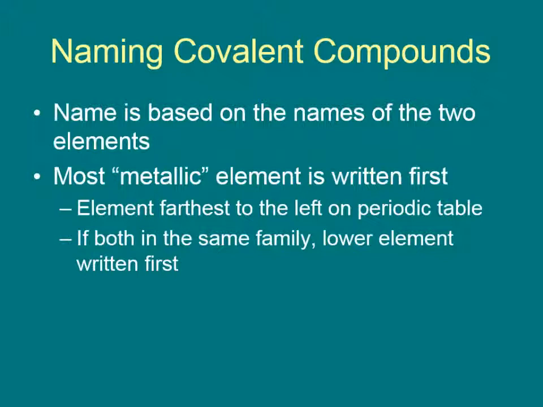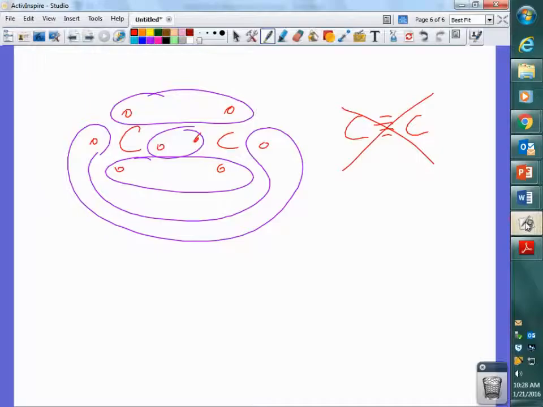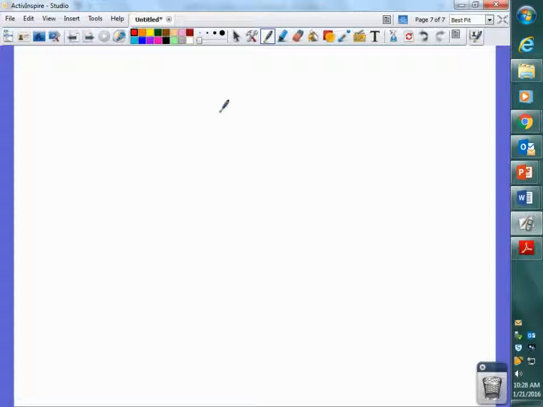Okay, but there's something that's a little bit different, and here's the reason why. Let me draw you a molecular compound. All right, so here is a structural formula for a molecular compound.